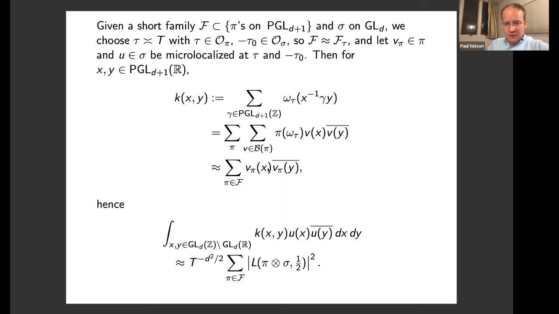And now if you integrate this relation against the vector that's microlocalized at the complementary parameter, then plugging in the formula we had on the previous slide for the size of the local integral, you get this nice formula that says that some second moment of some family of L functions, up to a proportionality factor, has this kind of geometric expansion in terms of integrals of automorphic forms and this automorphic kernel function.